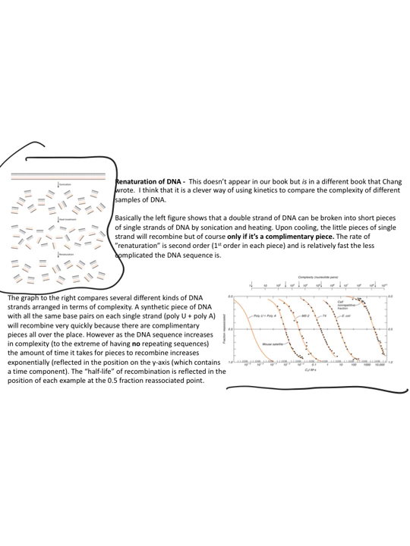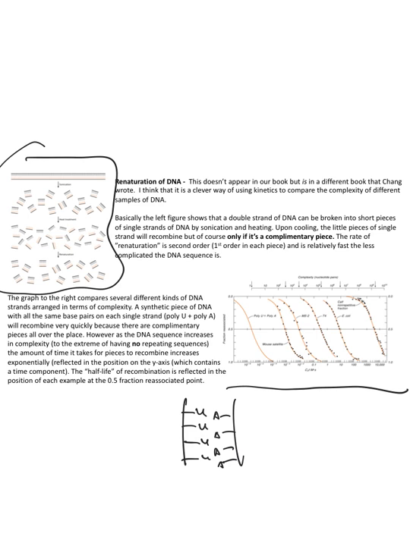The graph to the right, this one I just underlined, compares several kinds of DNA strands arranged in terms of complexity. A synthetic piece of DNA with all the same base pairs on each single strand, so poly A and poly U. So this is a synthetic piece. And if you're breaking it up into pieces, there are lots of matches floating around in the solution, and so that's going to be relatively quicker than more complicated pieces of DNA.